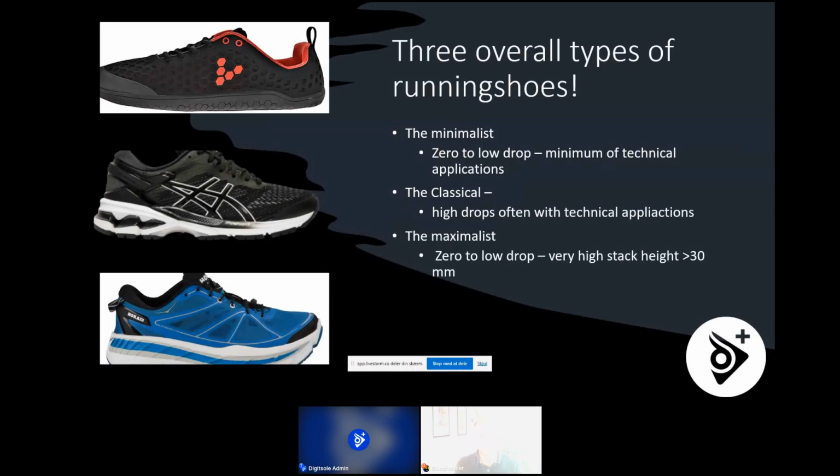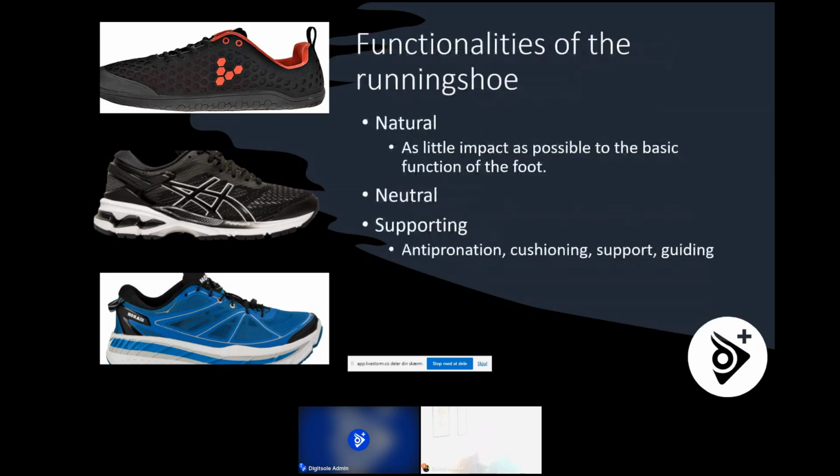And when we look at the market today, where maybe 10 or 15 years ago we saw Hoka and Ultra and Topo as these brands who typically had this big cushioning, today we see all brands more or less have these maximalist shoes, and actually more and more as a part of their primary ideas of how to design a shoe. So these are the overall types of running shoes. And then we have the functionalities of these running shoes. And again, the natural, as little impact as possible to the basic function of the foot.